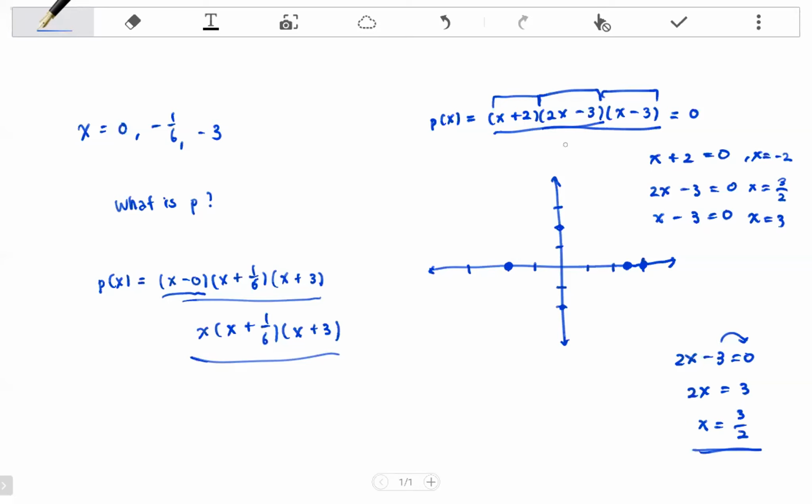Since these are all solutions, they should all be on the x-axis. None of them should be on the y-axis. But other than that, good job.